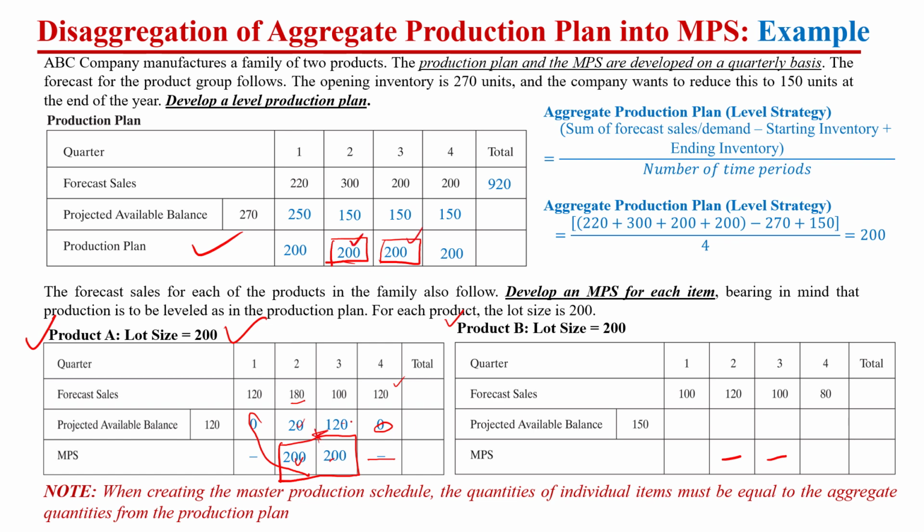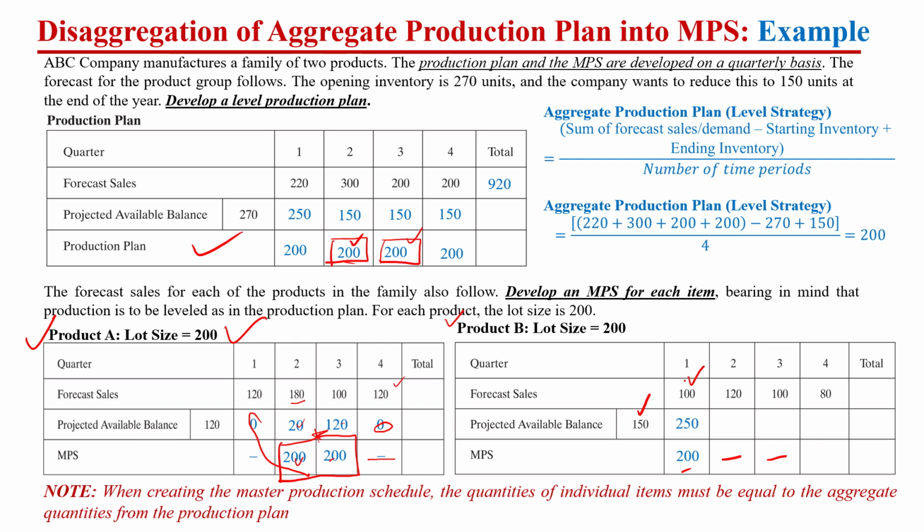So therefore, although we have enough available inventory, and we can easily meet the demand of the first quarter, which is 150 minus 100, so we should have a projected available inventory of 50. But because we need to align this master production schedule with the aggregate production plan, we have to produce over here, which is 200 units. So we have 150 plus 200 is 350, minus 100 is going to be 250.